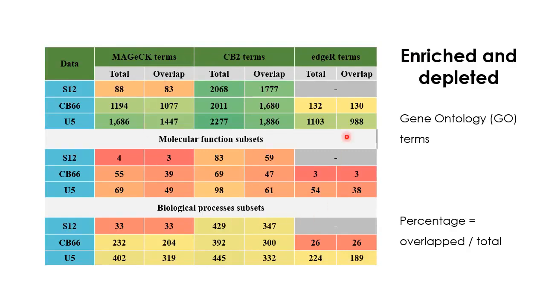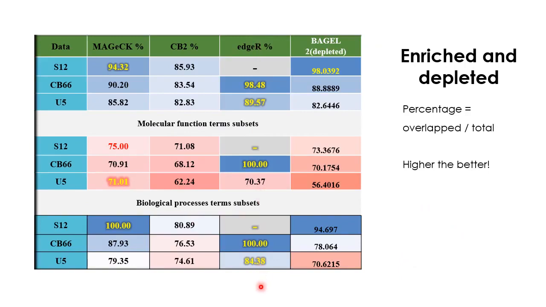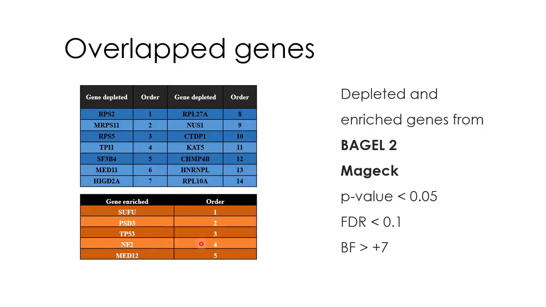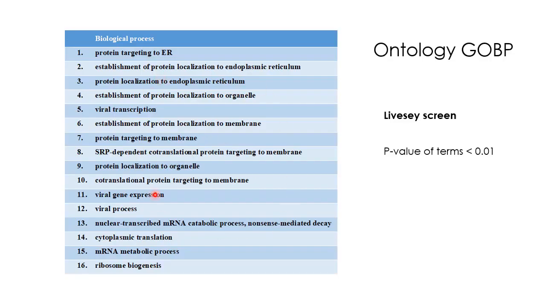This comparison was done for whole sets of GO terms, molecular function, and biological process subsets for all the datasets and all the algorithms, and the percentage of overlap was calculated, which is surprisingly high for EDGE R in general, but MAGeCK and BAGEL perform best with Livesey data. And these are the 19 significant genes common to MAGeCK and BAGEL2. These are the biological processes which are related to these genes, which can be categorized into 3 sets: protein localization, viral related, and transcription translation.